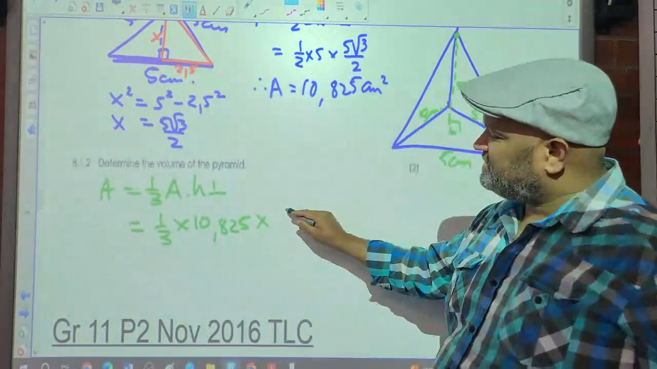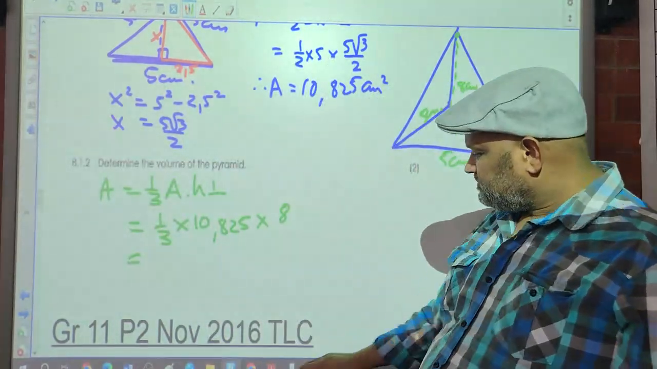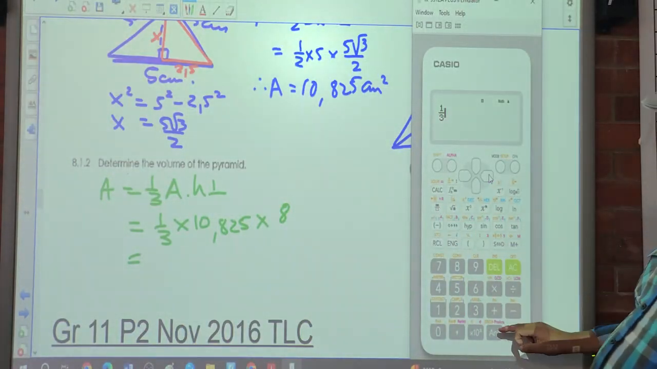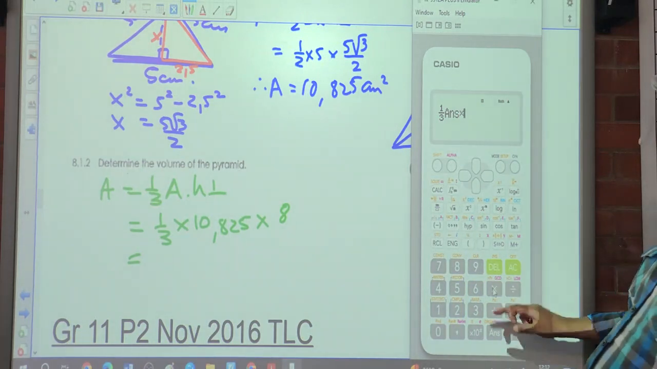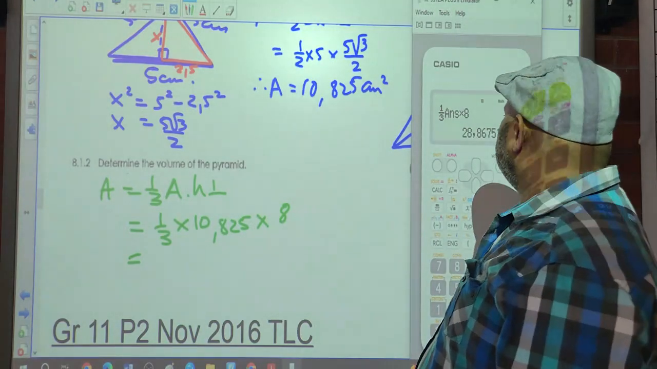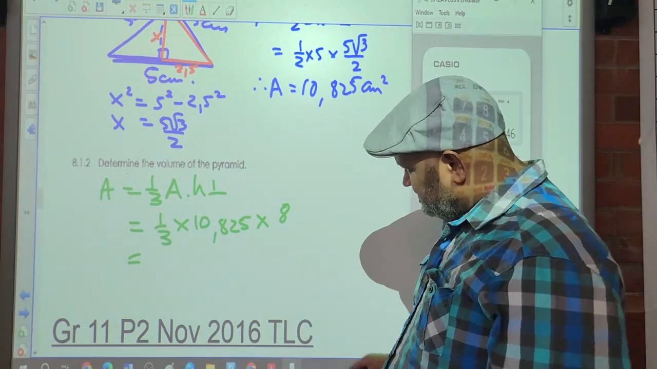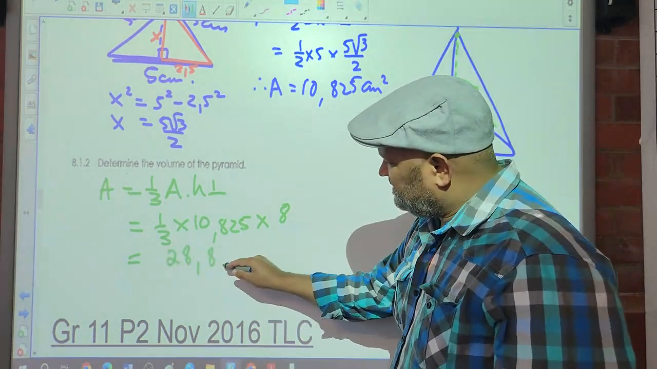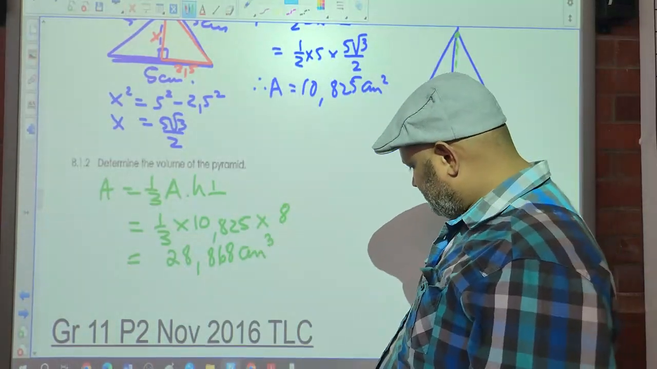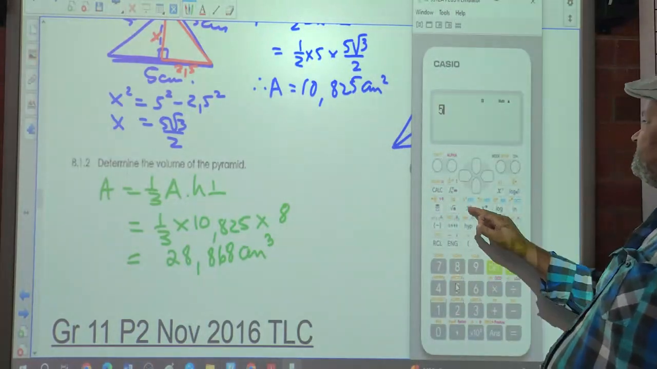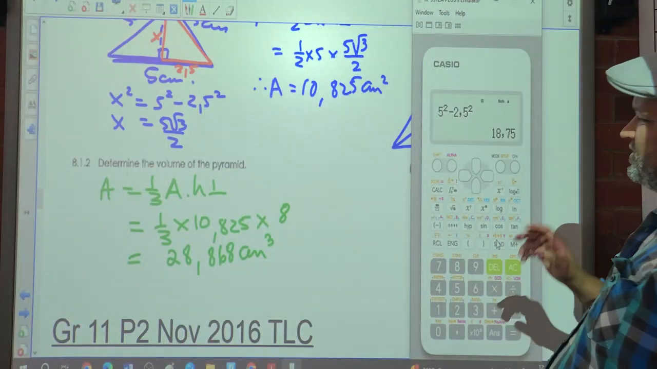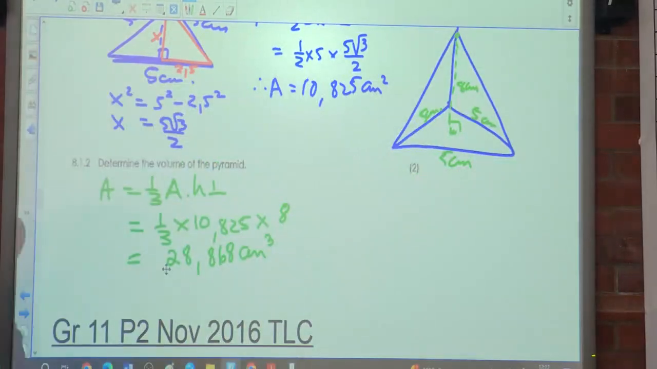Now the perpendicular height, which is 8. So it's going to be a third times the area of the base, which is the last answer calculated, times the perpendicular height, which is 8. We give it 28,868. Is that correct? Yes. Centimeters cubed. Okay. Next question.